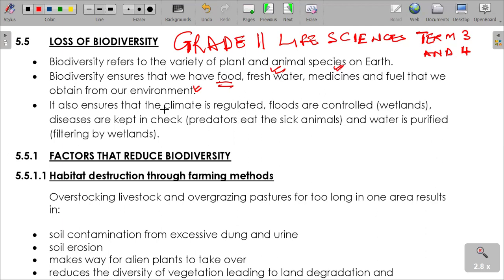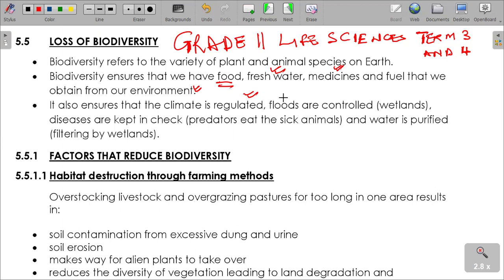So it also ensures that climate is regulated. The extent to which our climate is a concern is very important. Climate change is imminent. Factors that are coming now, or problems that we are seeing now, some of them are attributed to climate change. So biodiversity ensures that climate is regulated.